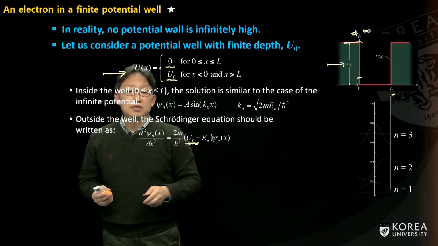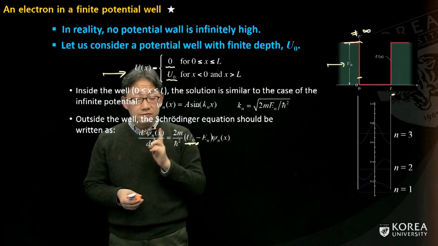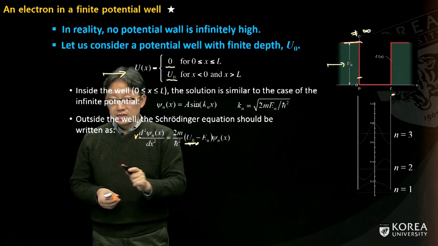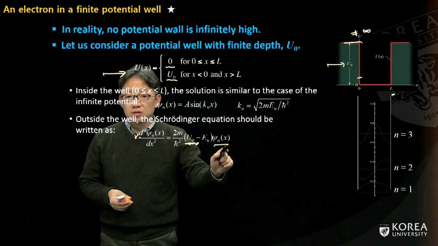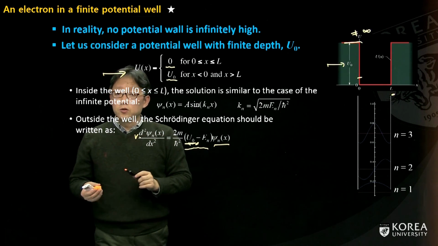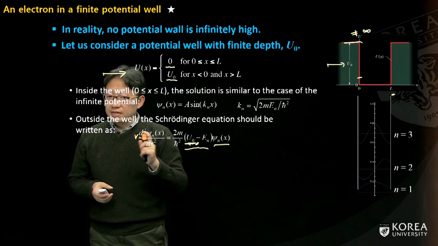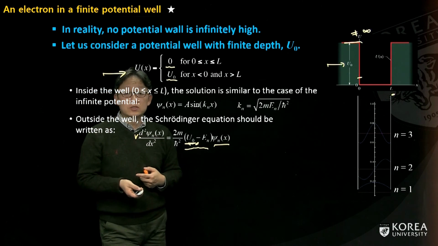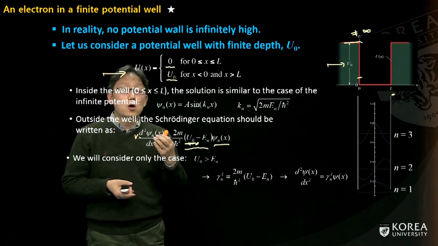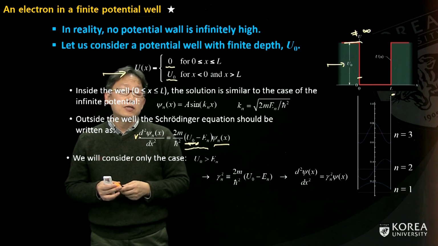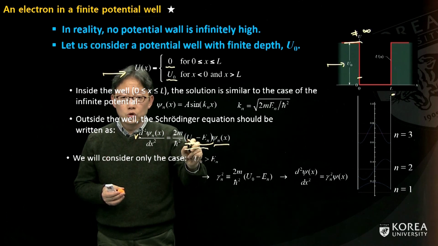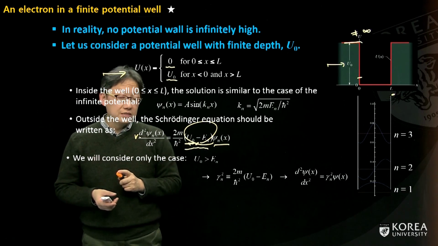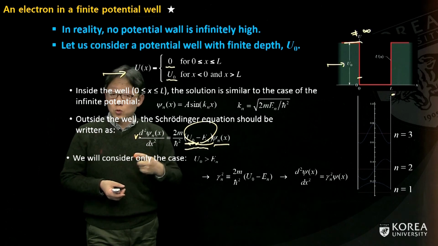Now this differential equation looks like this. If you take the second derivative of this wave function, it is the wave function itself multiplied by a certain number. So what kind of function should that be? This function must be either the exponential function or the sine and cosine function. What you have will depend on the sign of this part. If this is positive, then you will have the exponential function. And if this part is negative, then you will have the sine or cosine function.